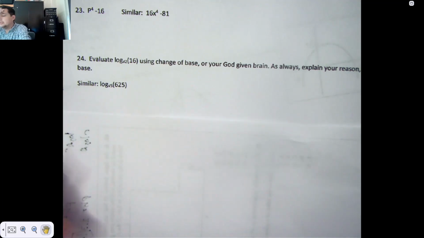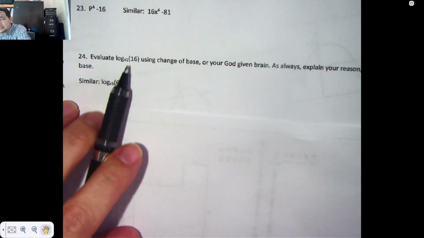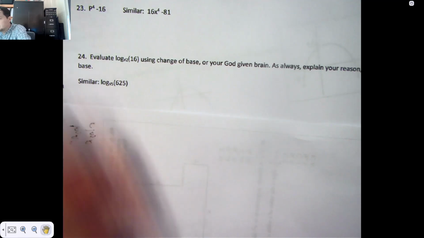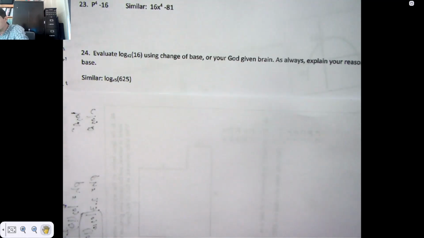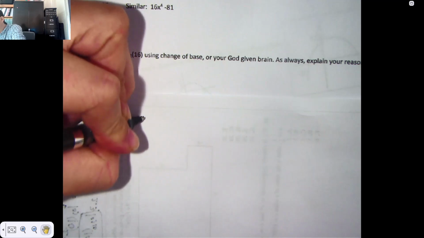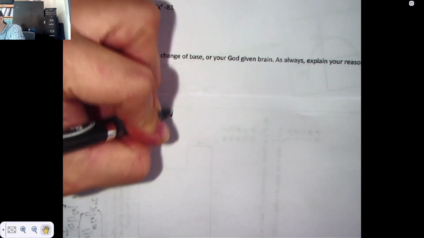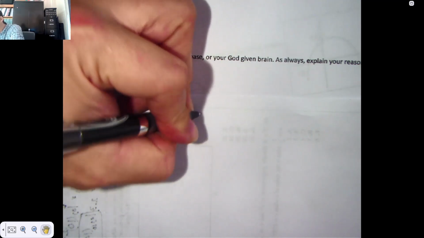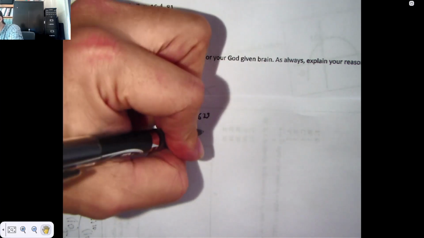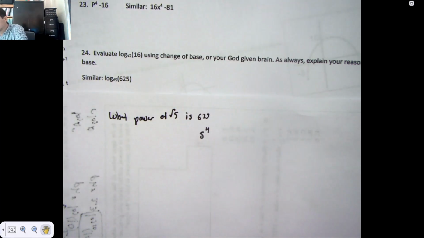You're supposed to evaluate things using either your brain that God gave you or using some common sense. So here's the similar example. If I interpret this, this is asking me what power of root 5 is 625. I know that 625 is 5 to the fourth. That's what I know.